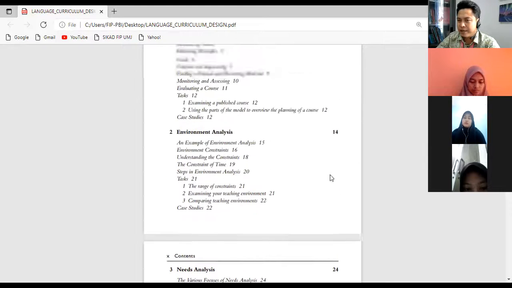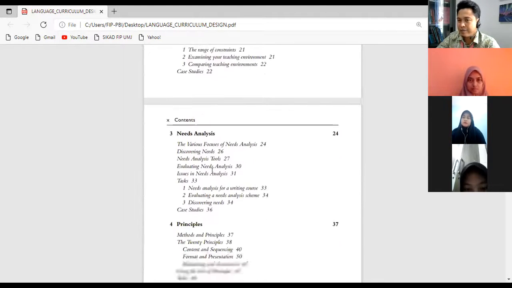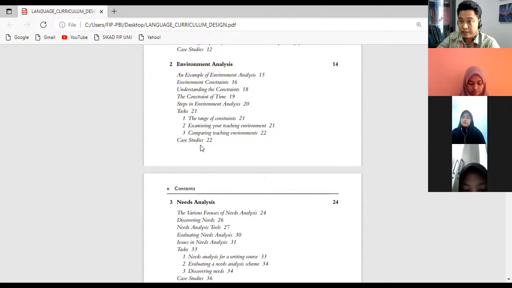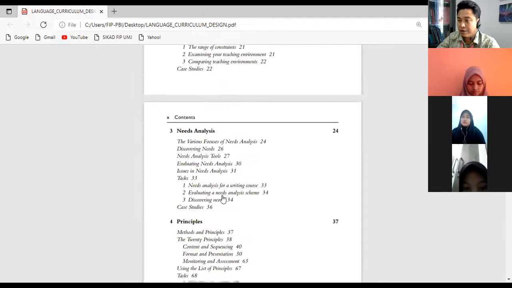is it similar, or is it the same as when we discussed environment analysis in our previous meeting? Is it the same or different? Come on, would anyone like to share their opinion, please? The previous one was about environment analysis, and now it is about needs analysis. Is it similar or different?